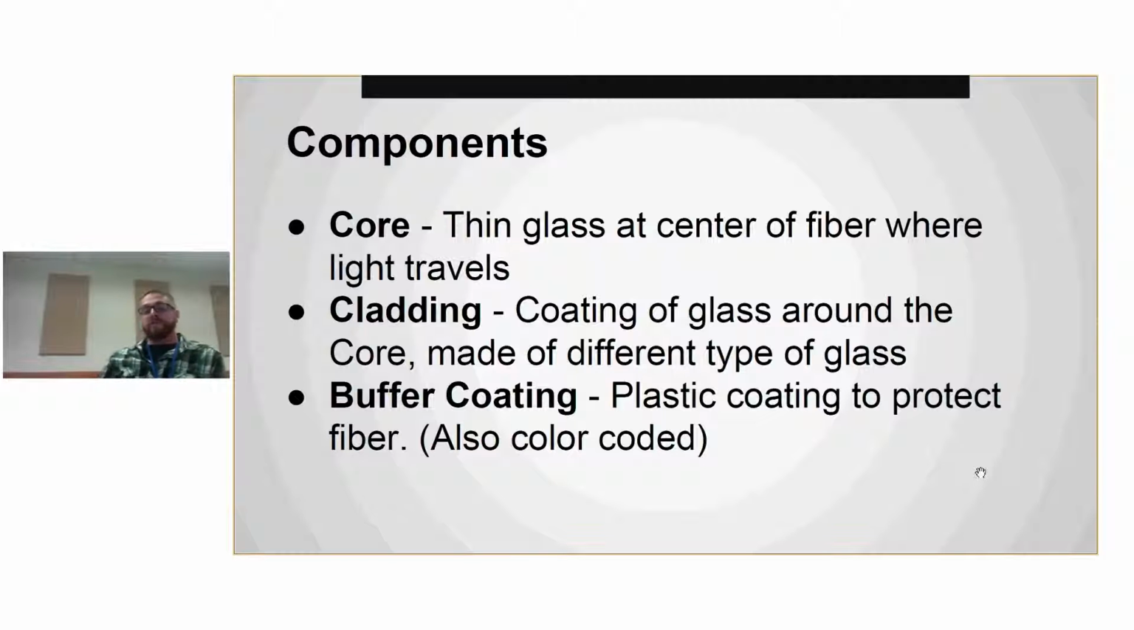And then around the cladding is a buffer coating, which again is just another plastic coating to help protect the fiber. The buffer coating is also color coded so that you can tell what fiber is which on both ends. Telecommunications uses a color code to make it easy.